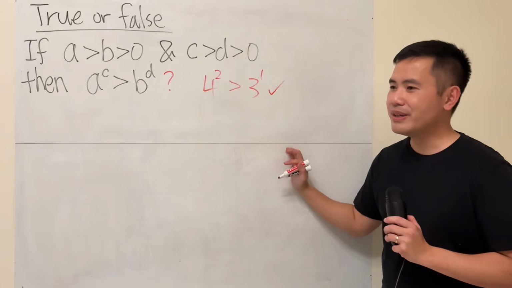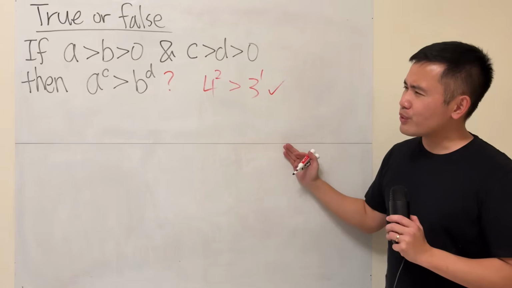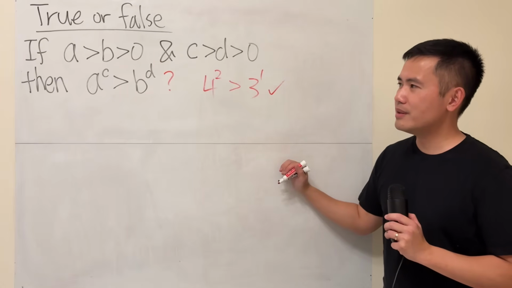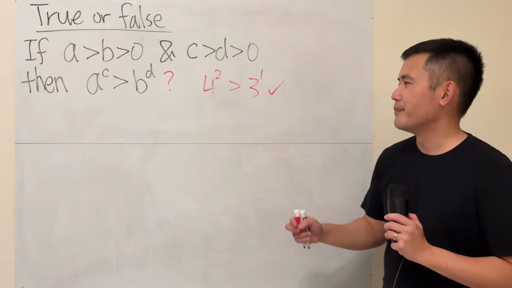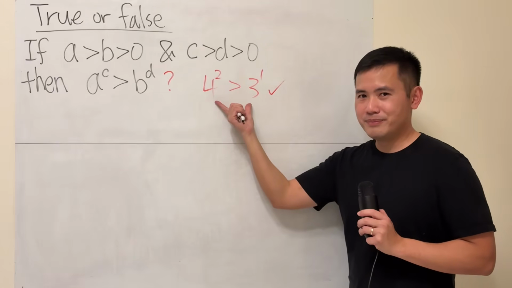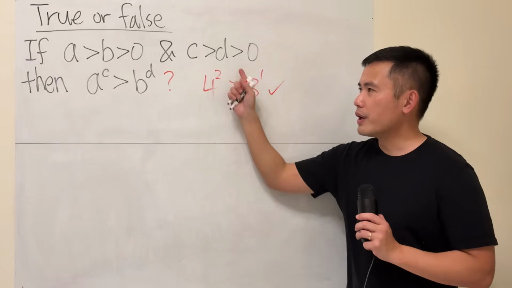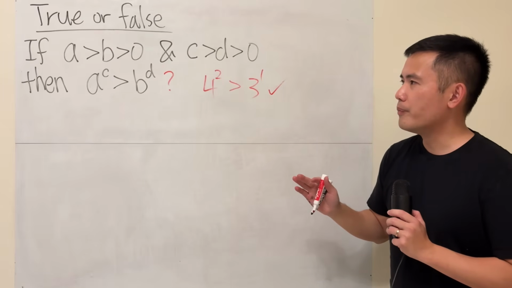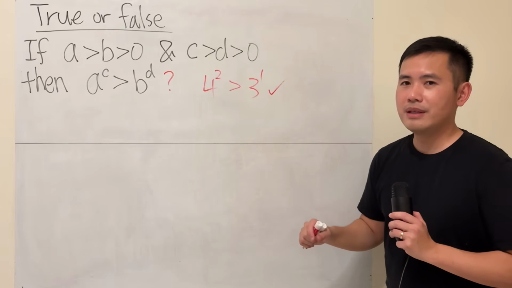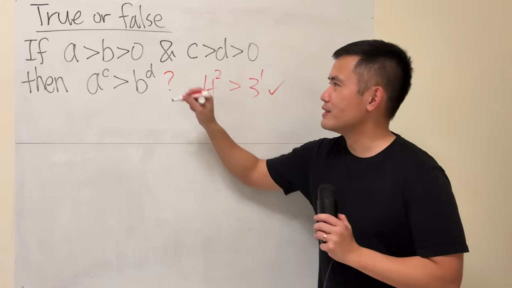Go ahead and pause the video. Think about how you would prove it or how you would disprove it. Done? Okay. While this is true, this is only one example. Right here for this statement, we're trying to find out if this is true for all possible combinations. In fact, this is false.